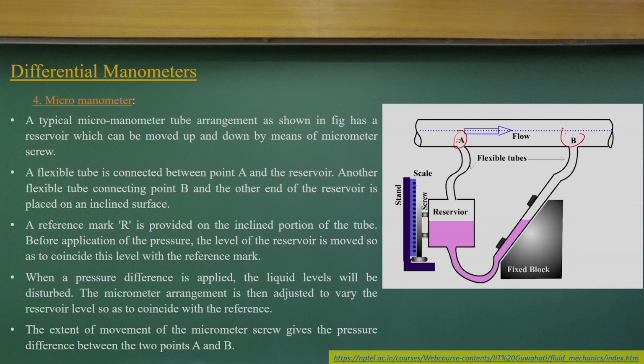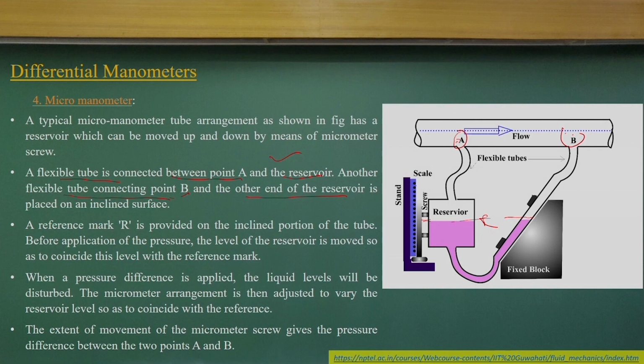Then we have a flexible tube which is connected between point A and the reservoir, and another flexible tube connecting point B to the other end of the reservoir. So, you have the tubes connected, and there will be a reference mark R here. This level of the pressure is moved such that this level will be the reference mark. You can put it as a reference mark.